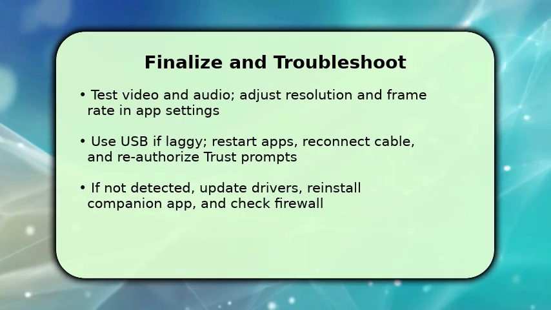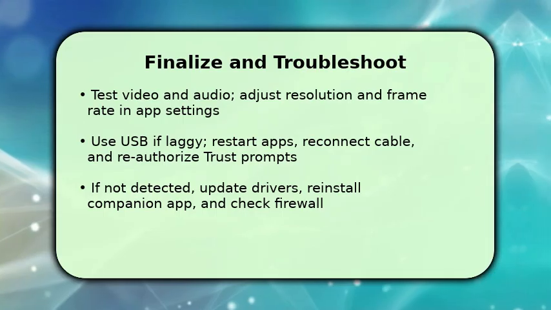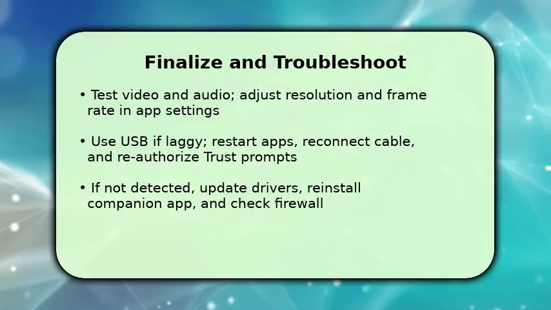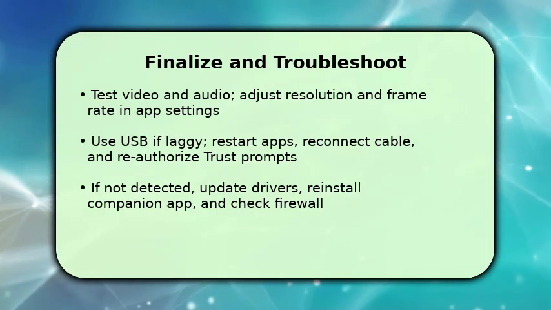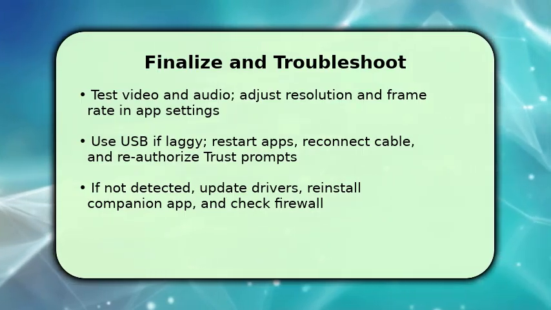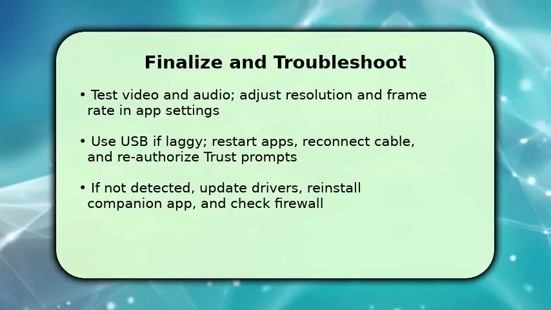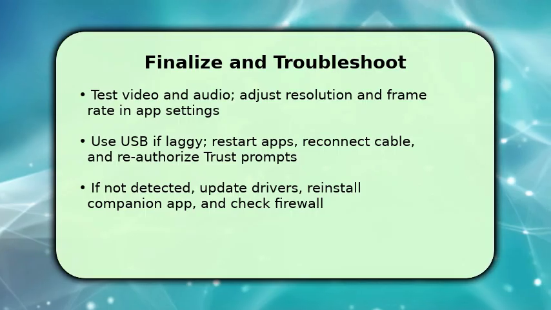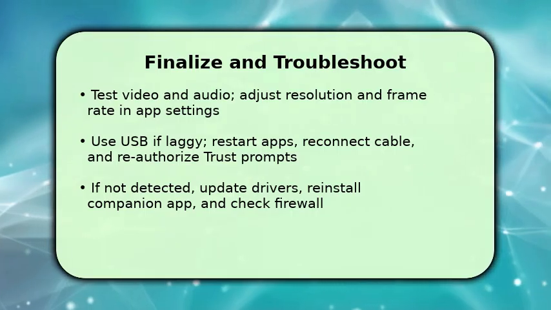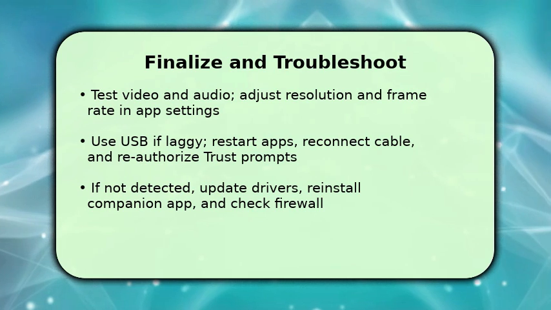If you see lag or dropouts, switch to a USB connection and close any conflicting apps that hold the camera. Reconnect, and when prompted, tap Trust this computer again to reauthorize. If the PC still doesn't detect the iPhone, update drivers, reinstall the companion or iTunes software, and check firewall settings that might block streaming. One key tip: restarting both devices often clears permission or driver conflicts quickly.